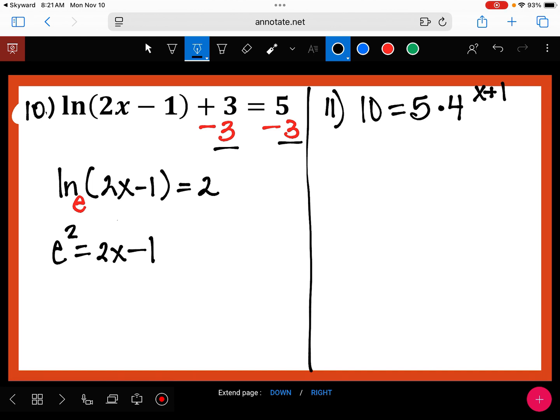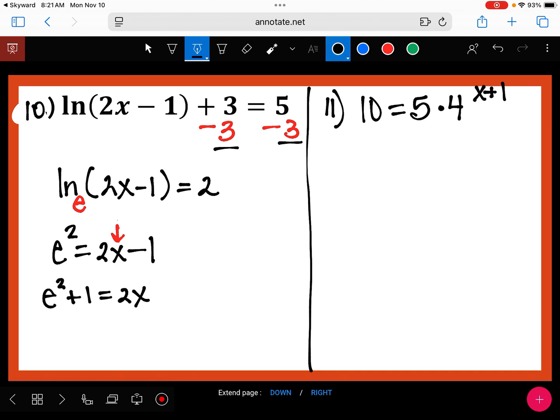So we're going to do this. We're going to solve it without picking up our calculator to get the exact answer. Then we'll pick up our calculator to get the approximate answer. So what am I doing next to solve for x? This little minus 1 has to go. So I'm going to add the 1. So it's e squared plus 1 equals 2x.